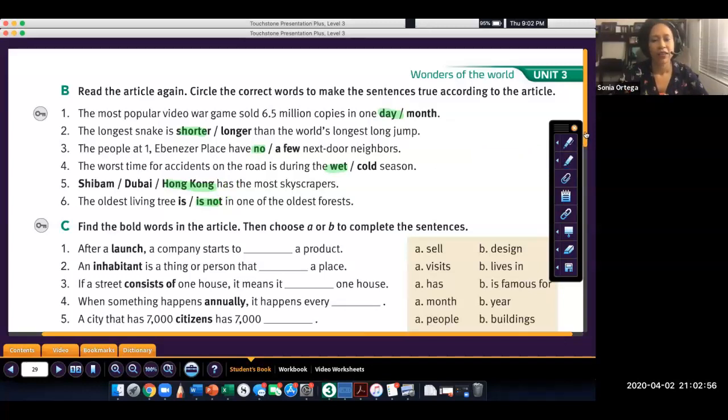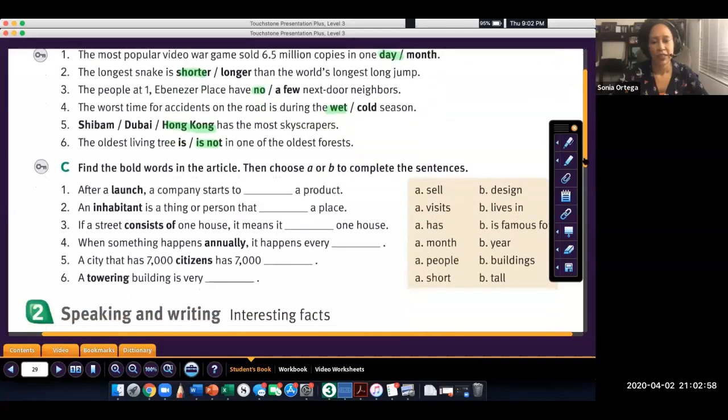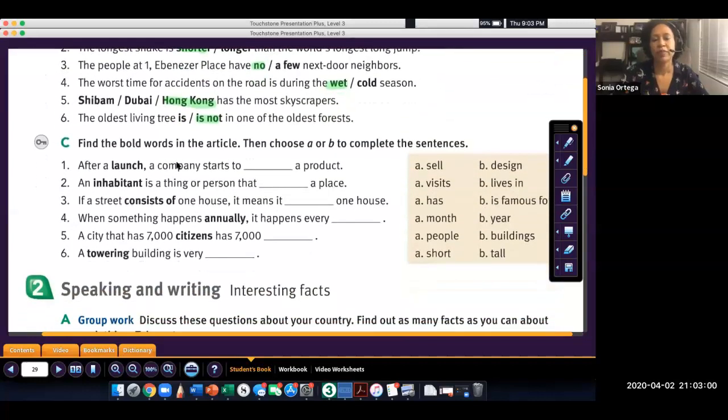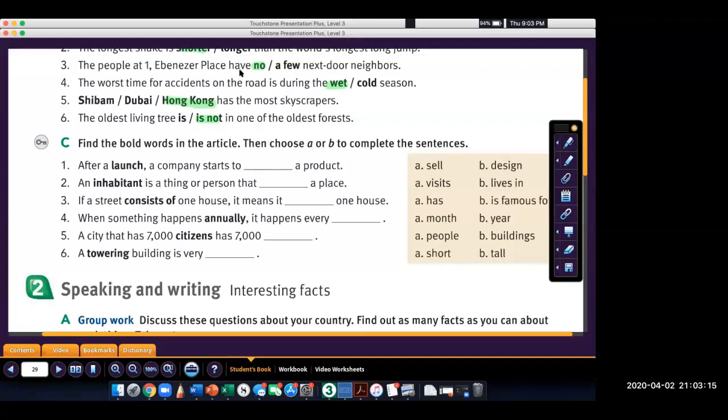Okay, let's go to part C. And this reviews some of the new vocabulary that was in the reading. So take a moment to pause the video. You'll choose here either A or B for each sentence. And then when you're ready to check your answers, start the video again.